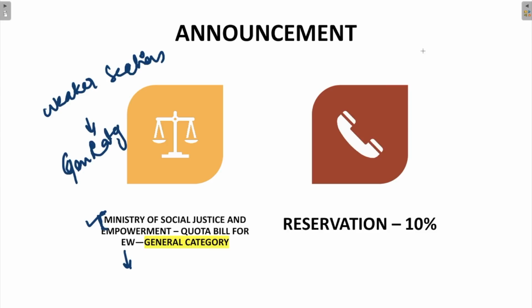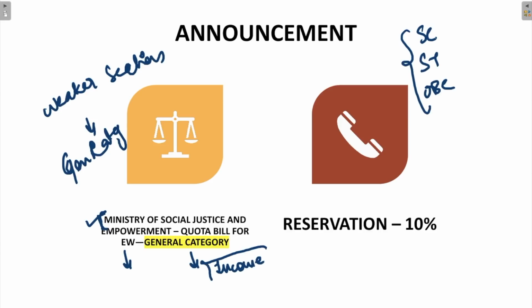So till now the reservation is provided on the basis of caste, that is the SC, ST, OBC. So these are the reservation criteria which has been followed till now, but now it has been provided on the basis of income. On the basis of income this general category would be provided the reservation, and therefore it provides the 10% reservation to the economically weaker section of the general category.